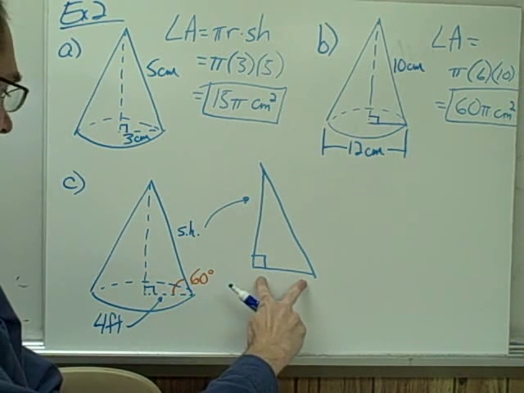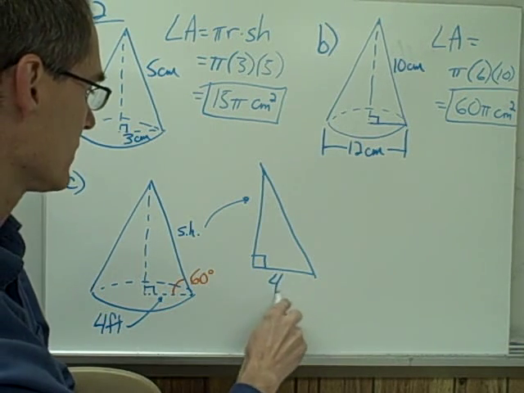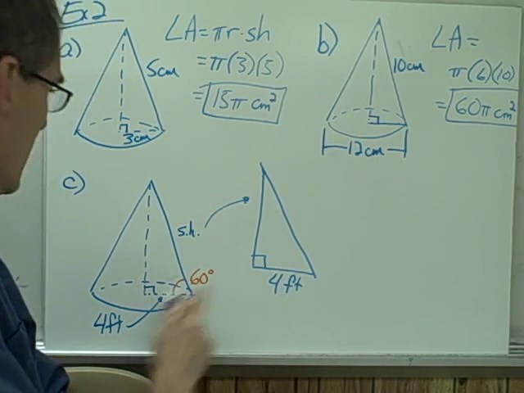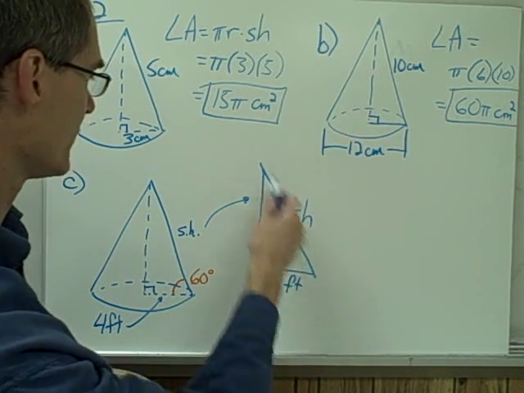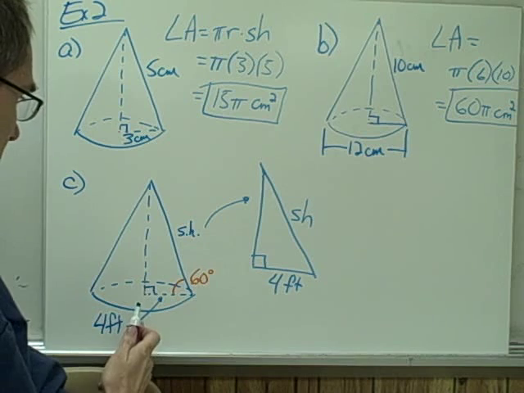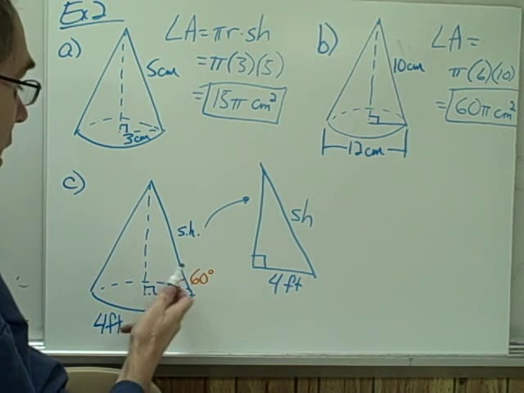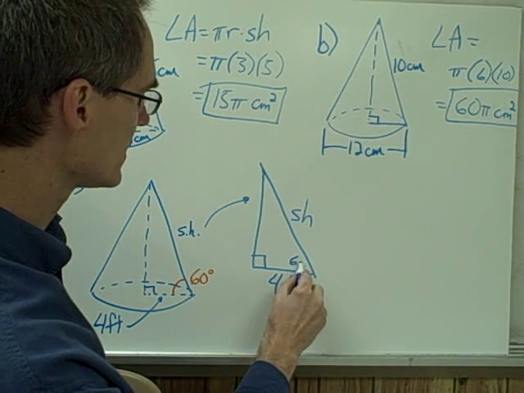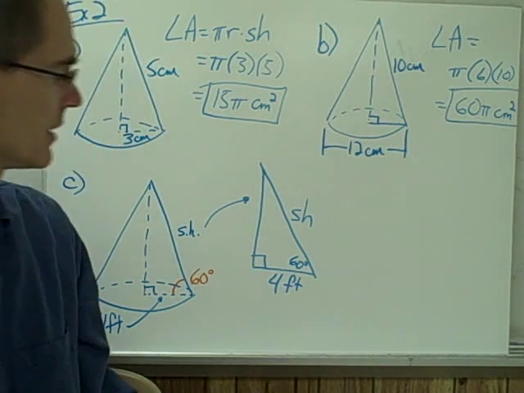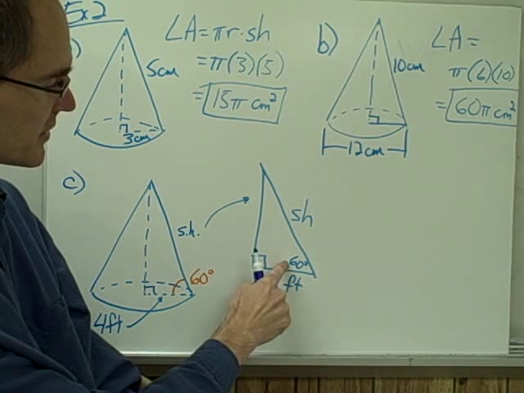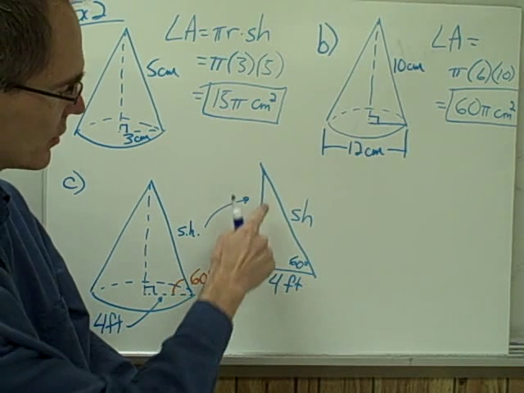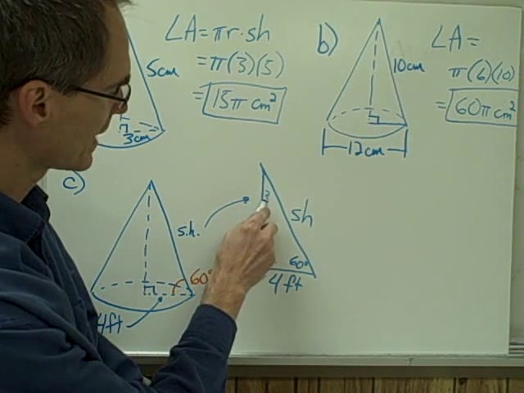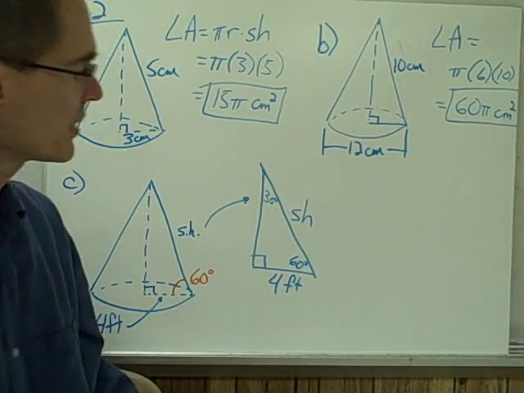And let's see, this leg of my right triangle is 4 feet. I'm looking for my slant height, so I don't know what that is. And well, I don't know that height either. Oh, but I do know this angle here, which is 60 degrees. Now that's going to be helpful because I know this angle is 60 degrees and this angle is 90 degrees. That means this remaining angle must be 30 degrees.